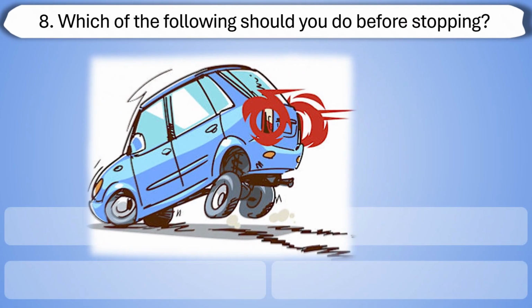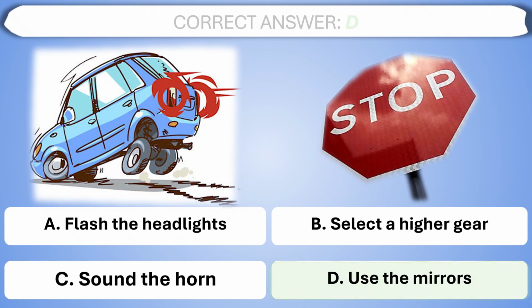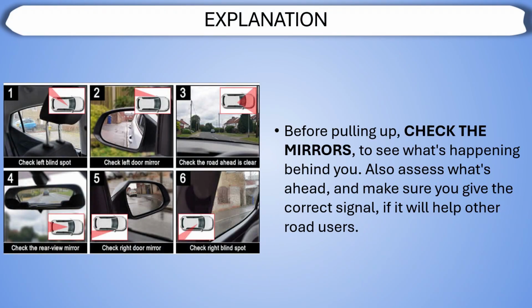A. Flash the headlights. B. Select the high gear. C. Sound the horn. Or D. Use the mirrors. The correct answer is D. Use the mirrors. Explanation. Before pulling up, check the mirrors to see what's happening behind you. Also assess what's ahead and make sure you give the correct signal if it will help other road users.